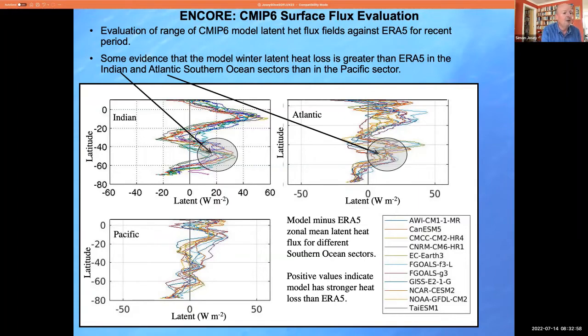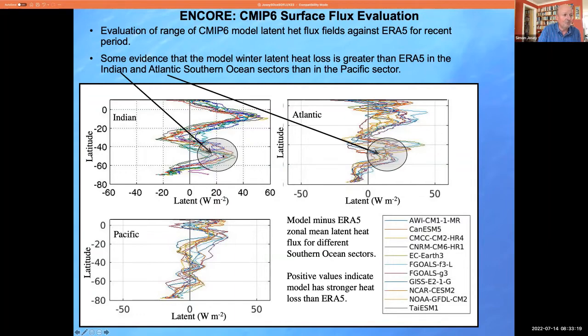But if you look at ERA5 and take that as your comparison, what we find is that the differences with respect to ERA5 vary depending on what sector of the Southern Ocean you're in. So in the Indian Ocean, at 40 to 60 south, in that sector of the Southern Ocean, and in the Atlantic, you see clear differences with respect to ERA5.